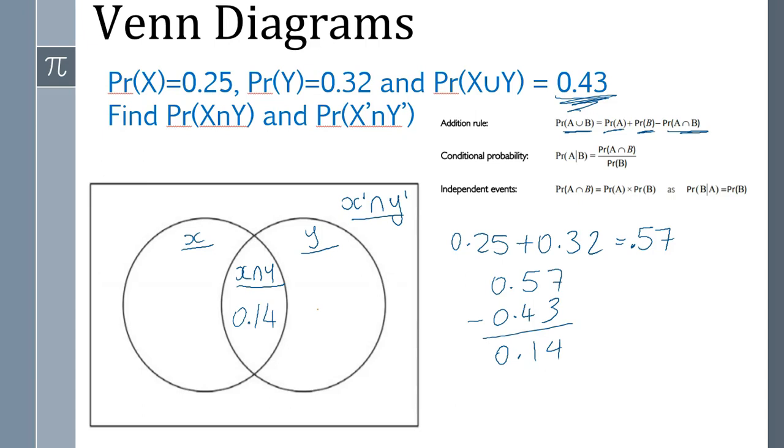So all of x, the whole circle of x, has to add up to 0.25. We've already used 0.14, which leaves us with 0.11 with just x and not y. And y has to add up to 0.32. We've already used 0.14. I realise I should be able to do this in my head, but I can't.